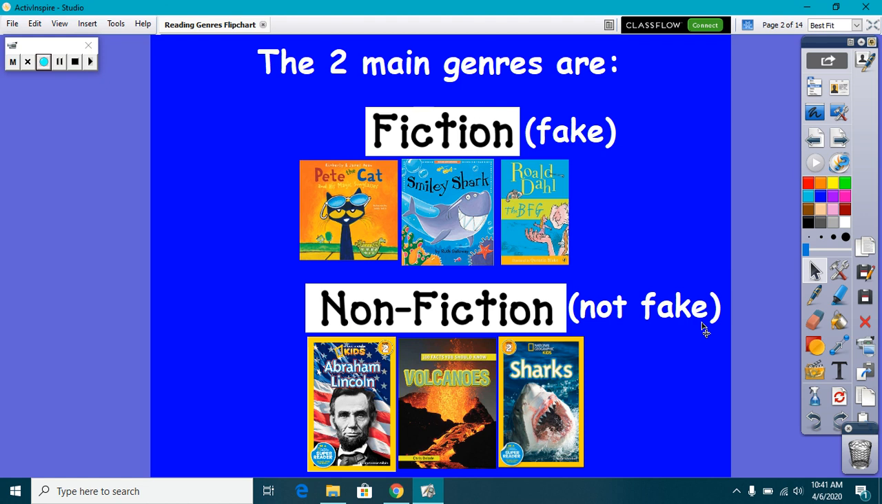They're true. The author is usually trying to inform you, giving you facts, information about something that's real. So, for example, a book about Abraham Lincoln, volcanoes, or sharks. All of those things are real.